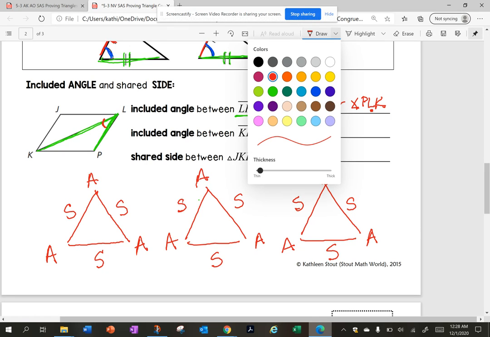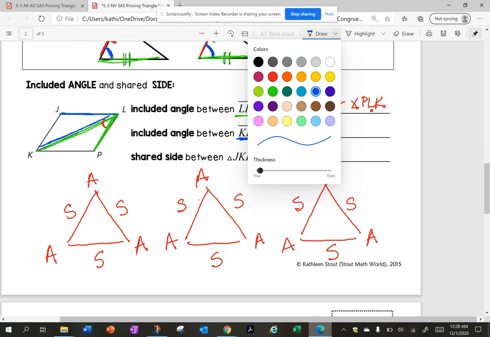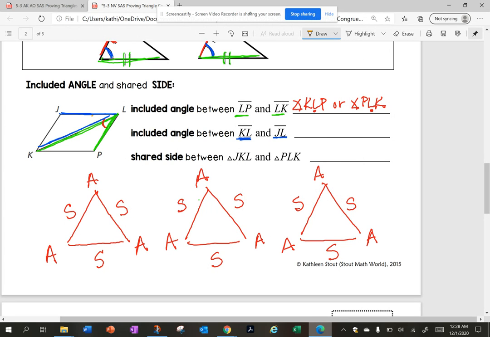Let's try the included angle between KL and JL. So I have KL again, and JL here. So I'm going to make this angle, the other angle L. So I need to, again, name it with 3 letters, so I can call it angle JLK, or angle KLJ.